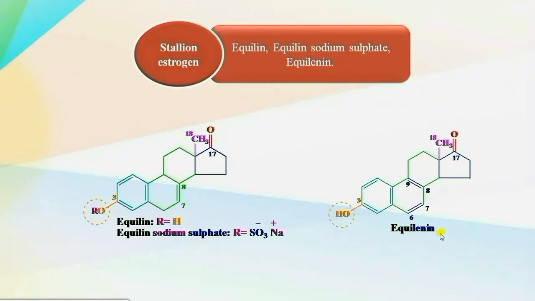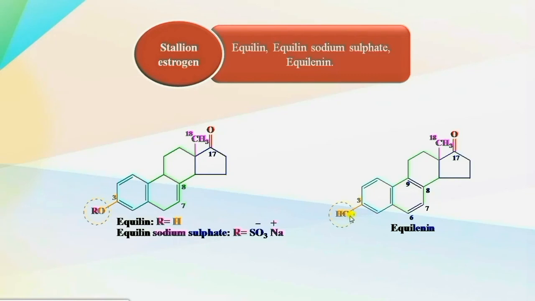Next is equilenin. The basic structure of equilenin is also the same as that of estrone. The only difference is unsaturation between carbon number 6 and 7 and carbon number 8 and 9 in the B ring, and we will get the structure of equilenin. The remaining structure is the same as that of estrone only.